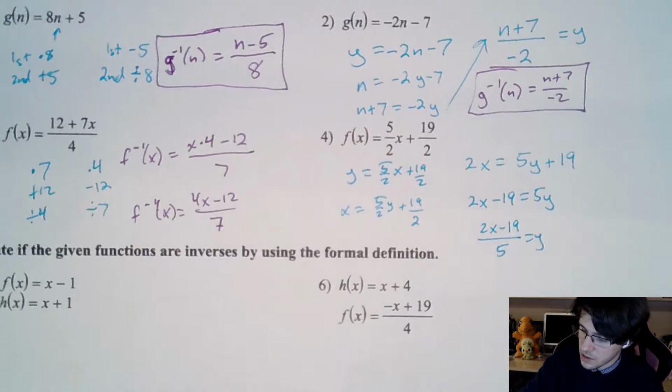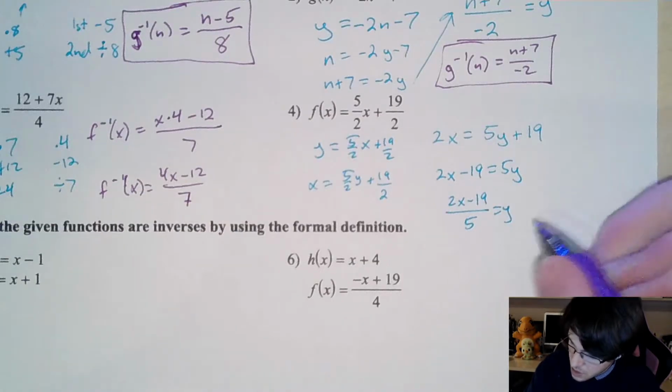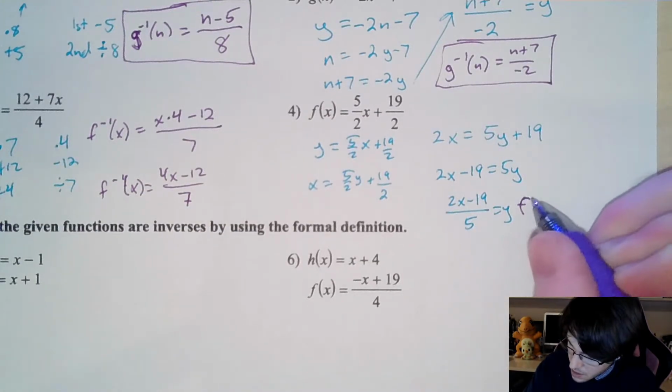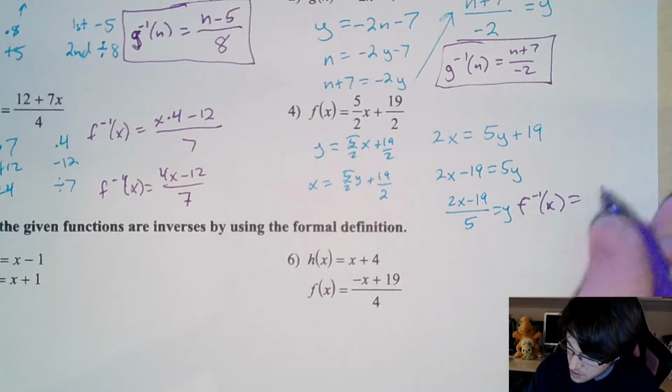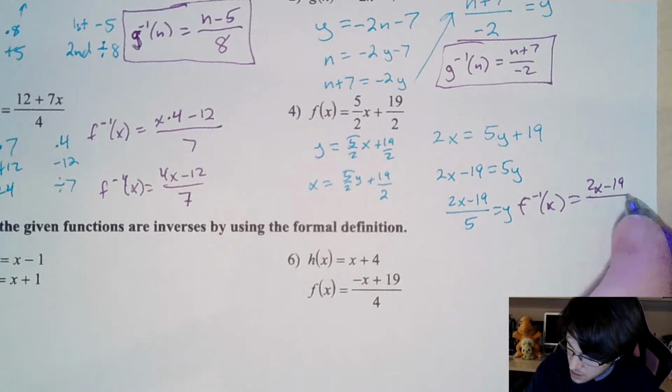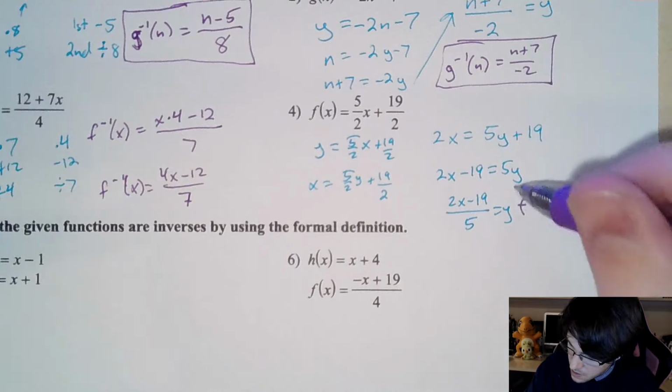And let's use that correct notation. So our correct notation for this problem, f inverse of x is 2x minus 19 over 5. Beautiful.